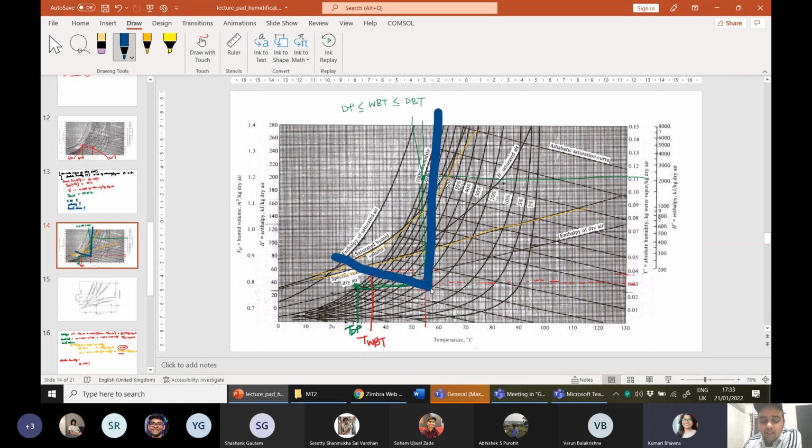Where will it intersect, how will this intersect? Can you see my screen? Yes, sir. So how will these two intersect? I mean, this adiabatic saturation line is going this way, and the vertical line is like this. How will these two intersect? So they are intersecting at the point where you have drawn that. So that is the starting point. That is the starting point only.